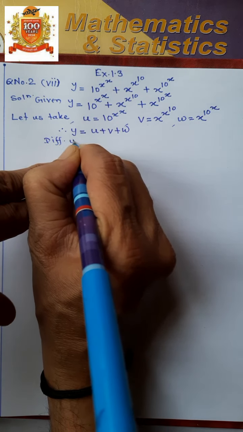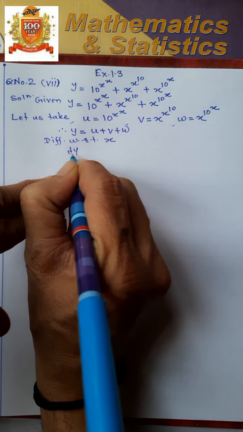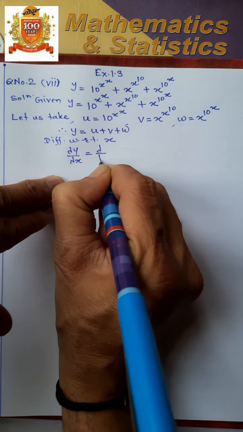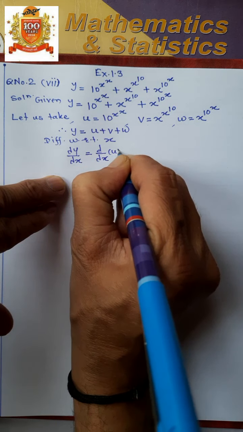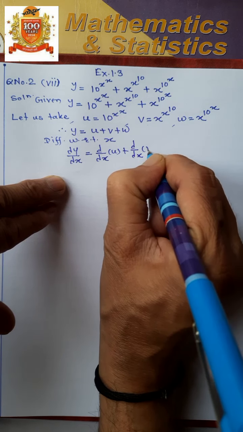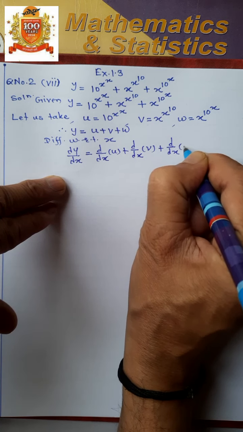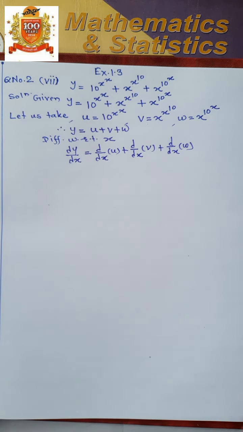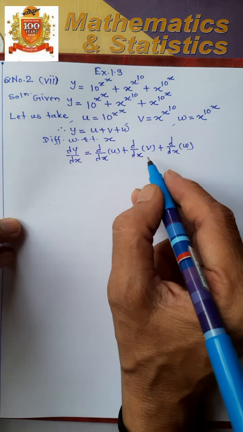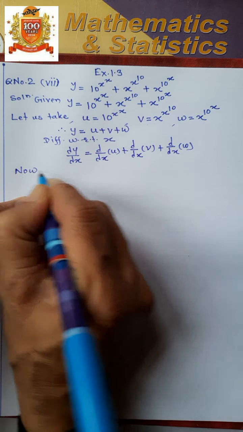Differentiating with respect to x, we get dy by dx is equal to d/dx of u plus d/dx of v plus d/dx of w. Now we calculate the values of du by dx, dv by dx and dw by dx.